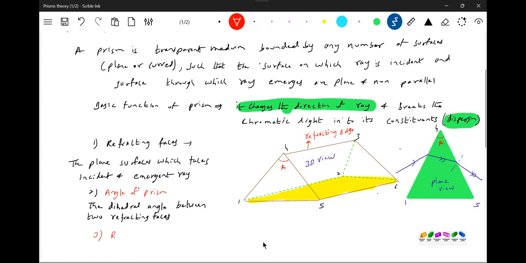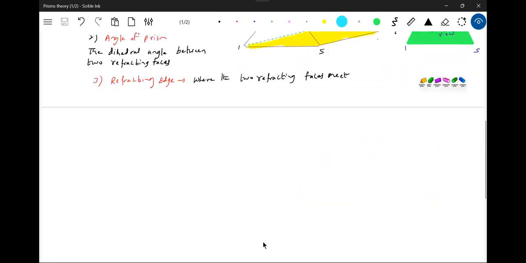Now the refracting edge, I'll define it: where the two refracting faces meet. Here the refracting faces meet, so this is called a refracting edge. These are some very essential parts of the prism that we are discussing. Then we'll go for the types of prisms.